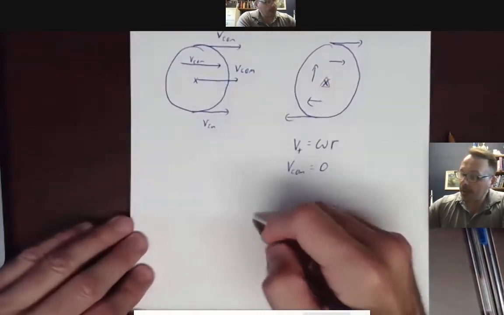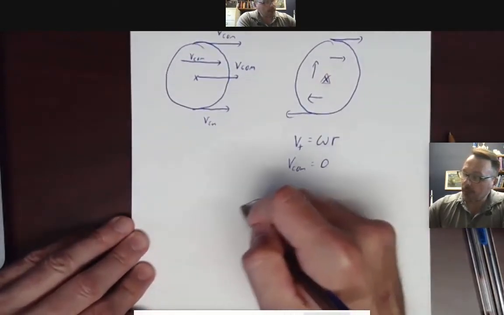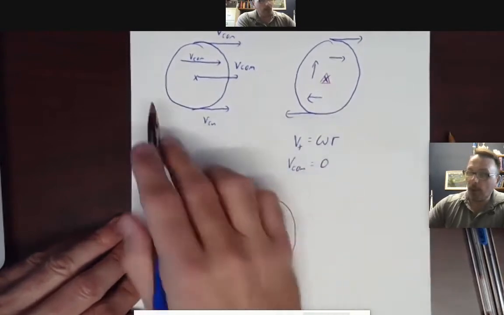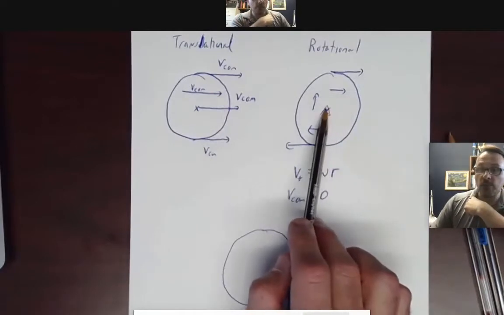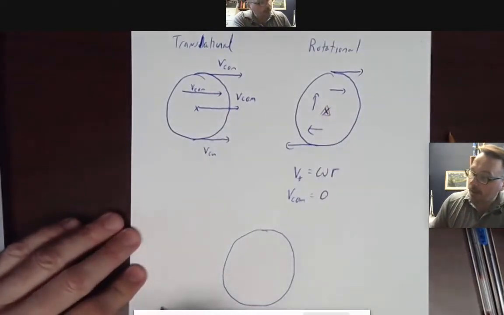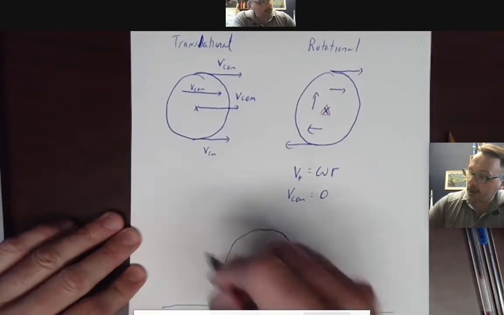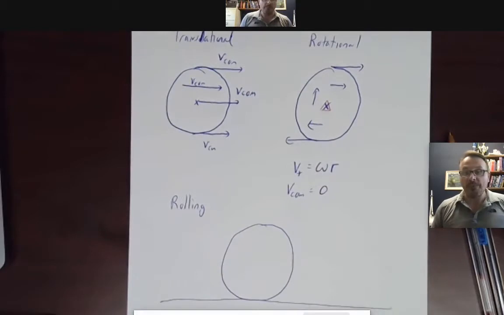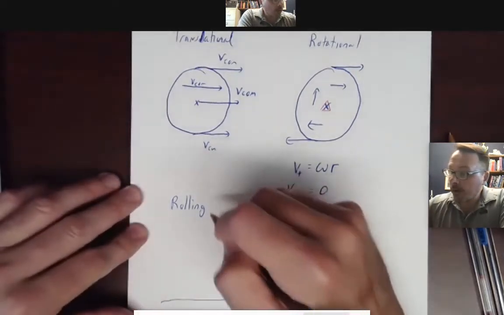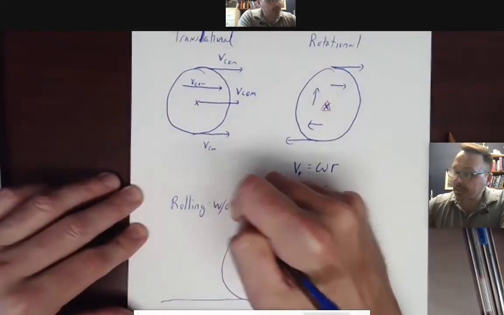But when we talk about an object that is rolling, what it's doing is both of these things simultaneously. It is both translating and it is rotating simultaneously. But what we have to realize here for an object that's rolling is that there are two ways that an object can roll. It can roll such that the point of contact slips past the surface, or the point of contact doesn't slip past the surface. So we're going to talk about rolling without slipping for a moment.